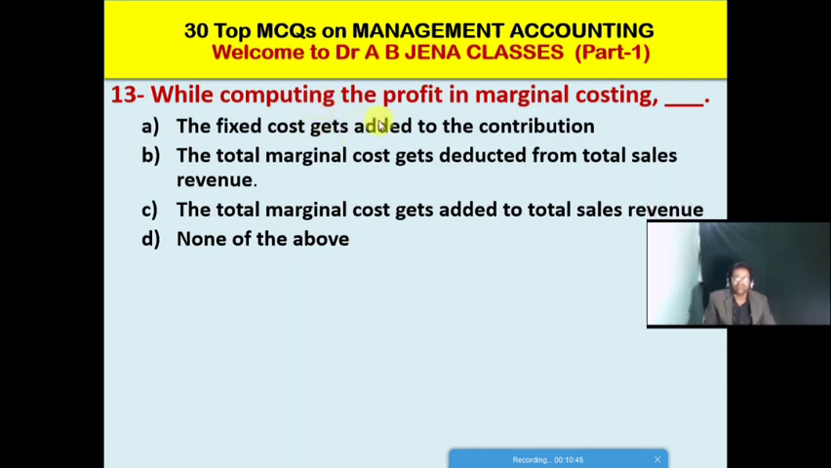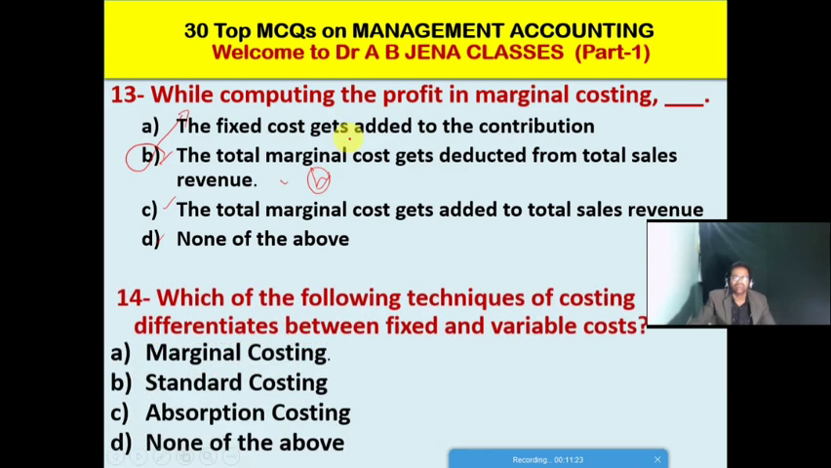While computing the profit in marginal costing, what would be done? A. The fixed cost gets added to the contribution. B. Total marginal cost gets deducted from total sales revenue. C. Total marginal cost gets added to the total sales revenue. D. None of the above. Friends, B is the right option for this MCQ. While computing the profit in marginal costing, the total marginal cost gets deducted from the total sales revenue.